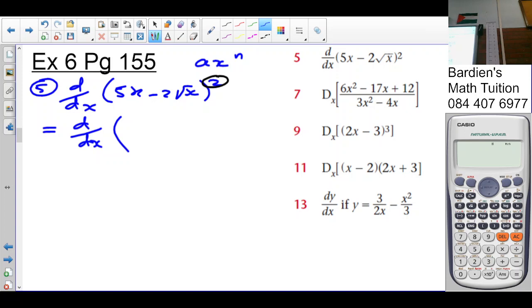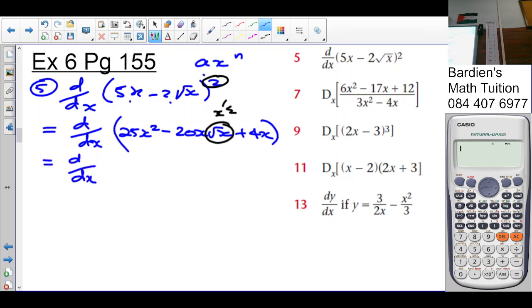Okay? Alhamdulillah, I know it. Okay? So 5x squared is going to give you 25x squared. That times 2 is going to give you negative 20x root x. Last term squared will be positive 4x. So this here can be written as x to the half. X to the half times x is x to the 3 over 2. So it's 25x squared minus 20x to the 3 over 2 plus 4x.